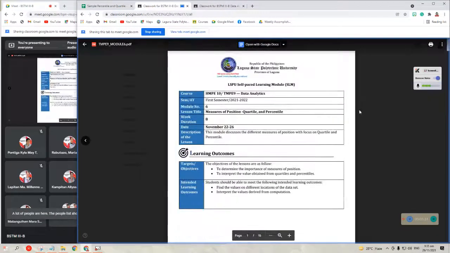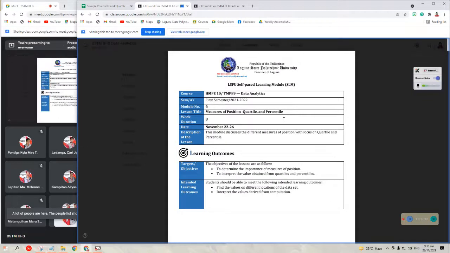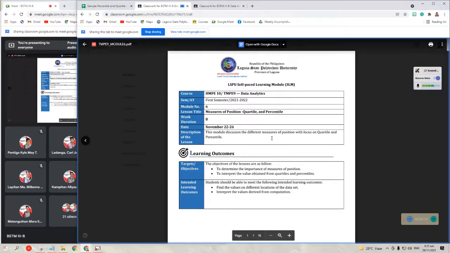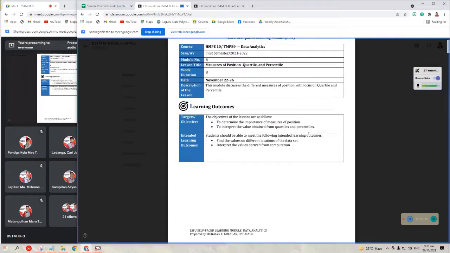So this is module number 6, measures of possession. Actually, meron tayong tatlong measures of possession: quartile, percentile, and decile. But we are only going to focus on the two, quartile and percentile. So this module discusses the different measures of possession with focus on quartile and percentile.